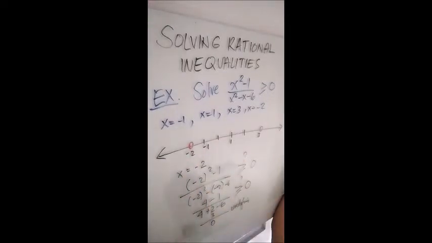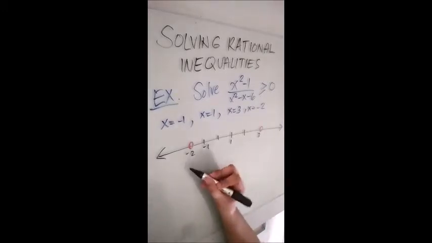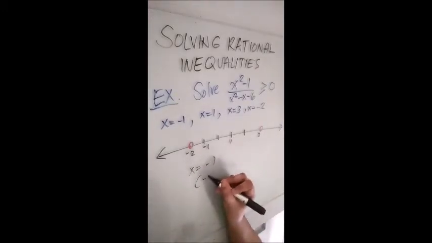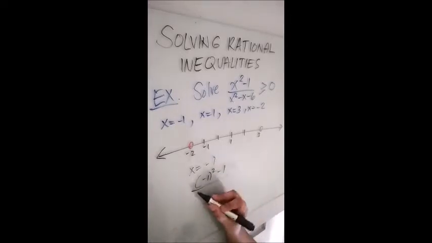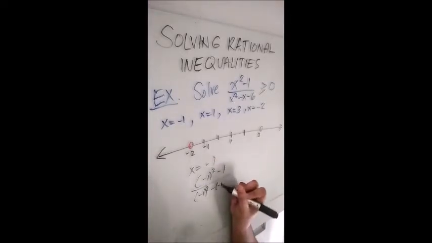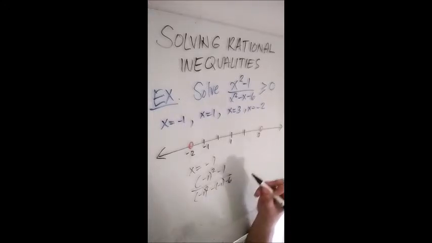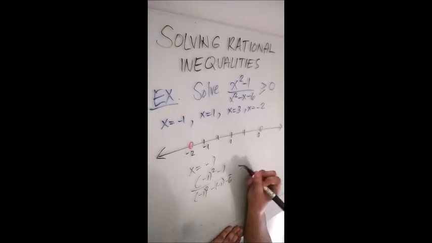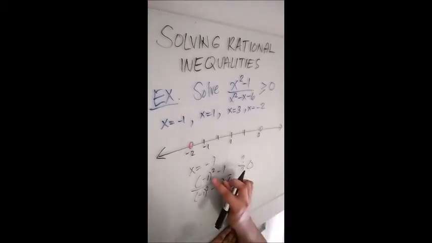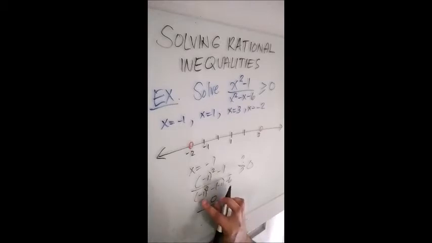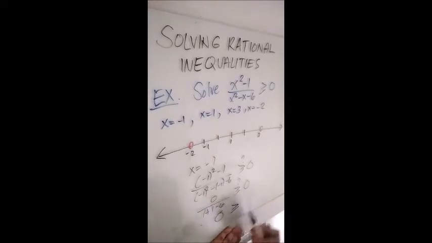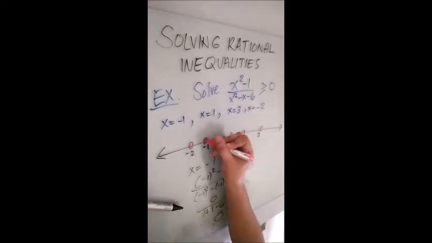Let's check negative 1 and 1. When x is equal to negative 1, we have (negative 1 squared minus 1) over (negative 1 squared minus negative 1 minus 6). Is this greater than or equal to 0? This is 1 minus 1, which is 0, over 1 plus 1 minus 6. This is just 0, which is equal to 0, so it means this is true. You're going to shade this one, so this is included.